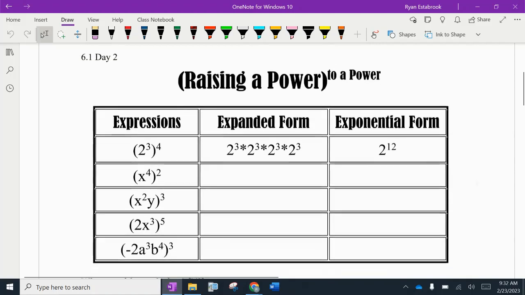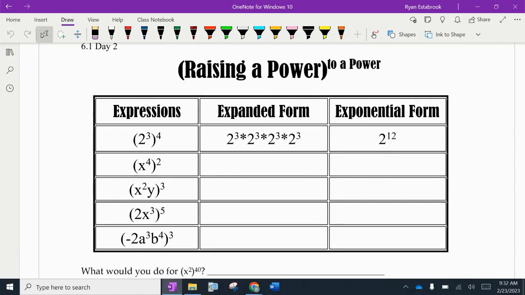This is Algebra 1B, section 6.1, day number 2, and we're raising a power to a power. To get an idea of how this works, we're going to do the same kind of process we did in the first day of section 6.1. So the first example is worked out for us.